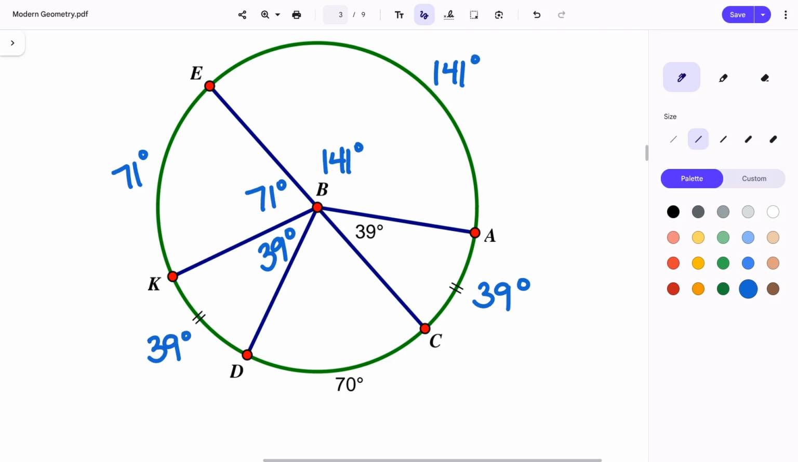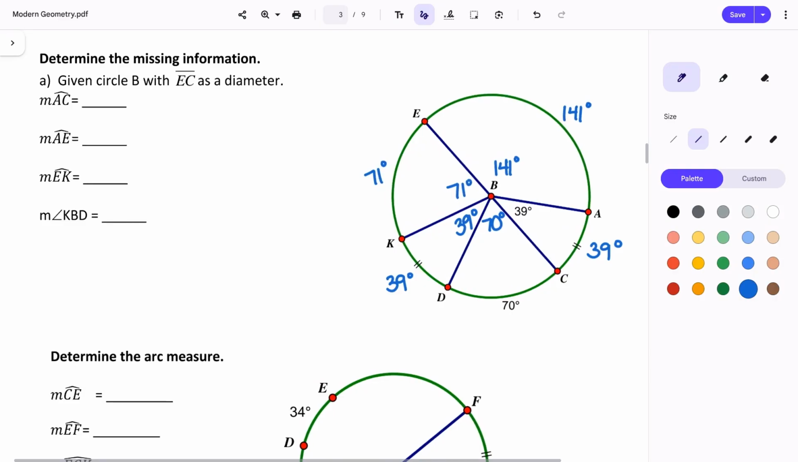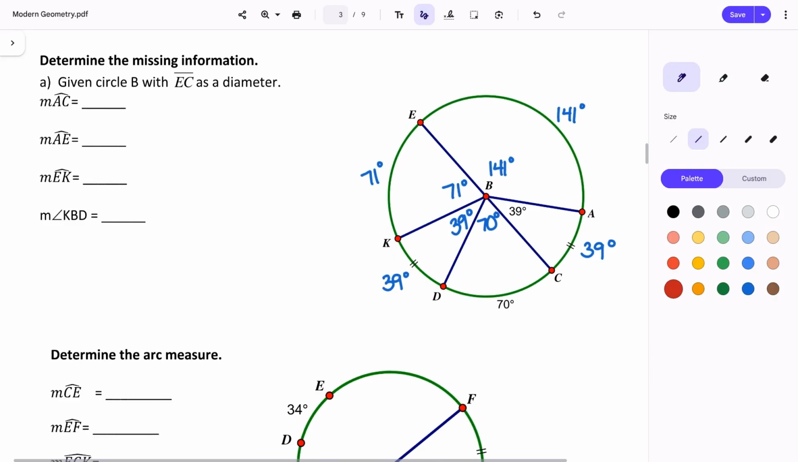If I know this is 70, can I label this with something? What is it? 70. So go ahead and just fill that in too. Okay, I think we've got everything labeled. So now I'm going to zoom back out. We're going to come back over here, and let's figure out how much these are.